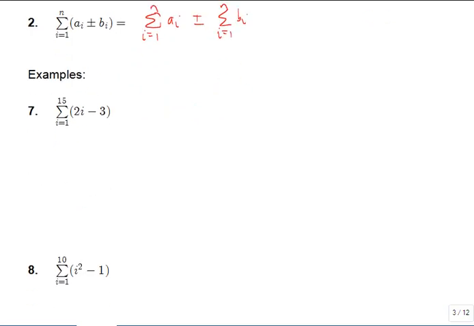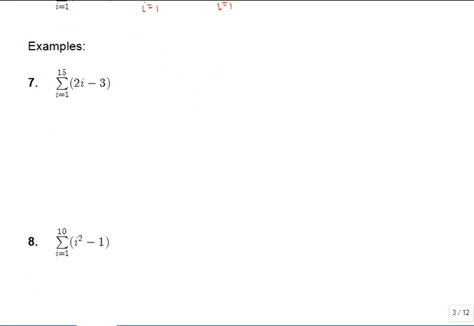Okay, so let's practice putting some of these formulas into play. So this one, the sum from 1 to 15 of 2i minus 3. Now the long way to do this would be to plug in 1, then plug in 2, then plug in 3, then plug in 4, all the way up to 15. Figure out what all of those are, and then add all that up. So here's the shortcut, and that's going to be using these new summation formulas that we just figured out.